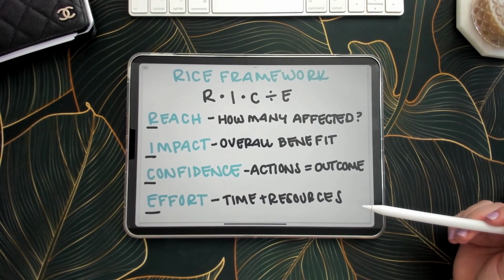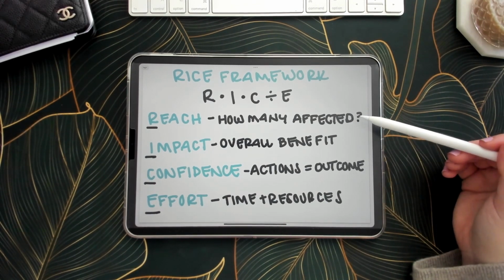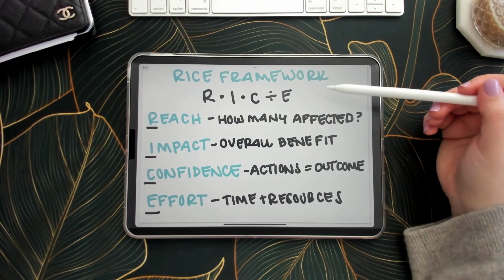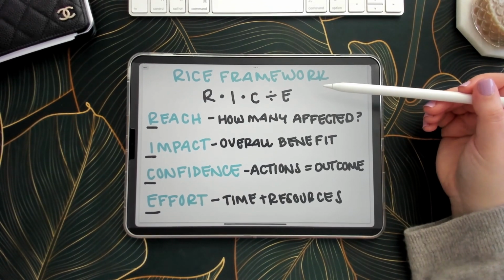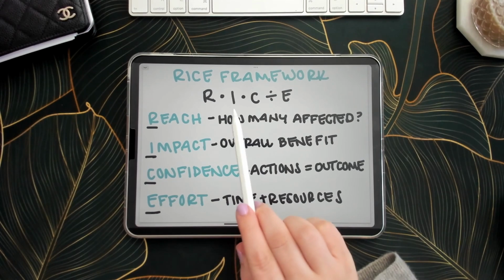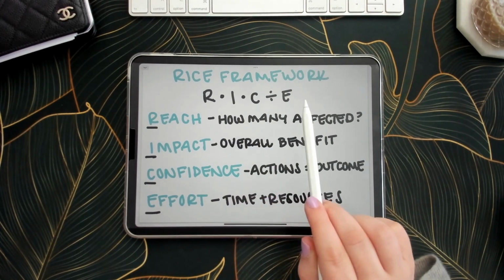E stands for effort. Consider the resources, time, and effort required to complete the task. This includes the manpower, tools, and any other resources needed for successful execution. Now, once you have determined all of these, you actually want to calculate the RICE score, right? Which is R times I times C divided by E, right?